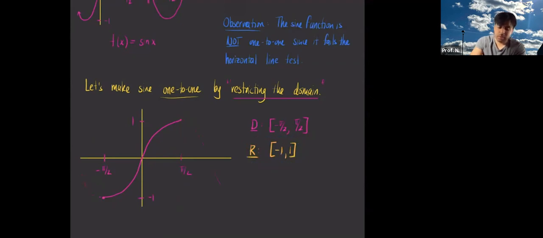So again, this is the restricted domain. And let me just draw one straight line just to show that this passes the horizontal line test and therefore is 1-to-1.